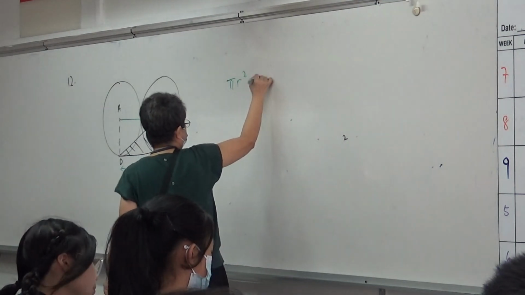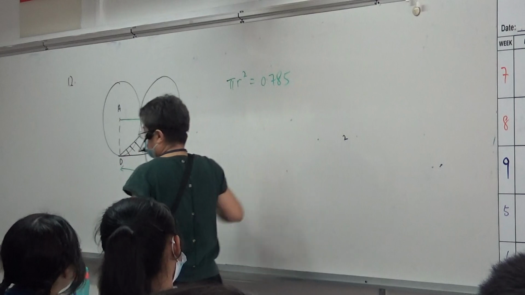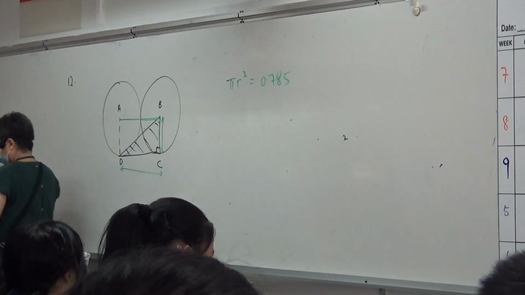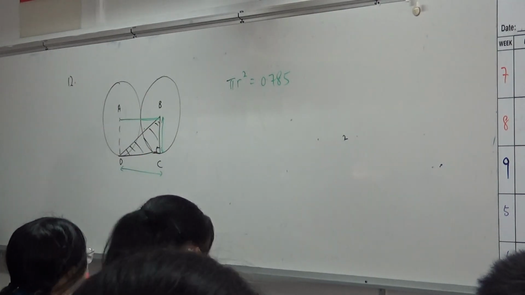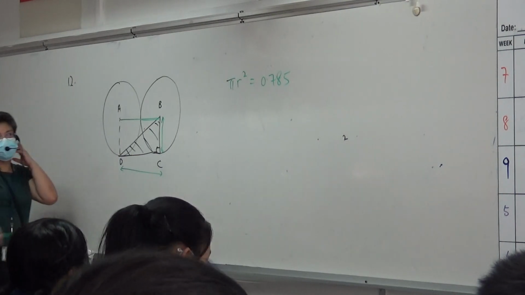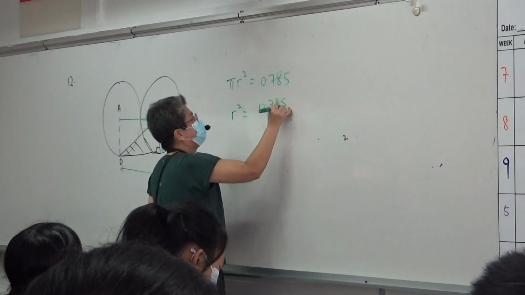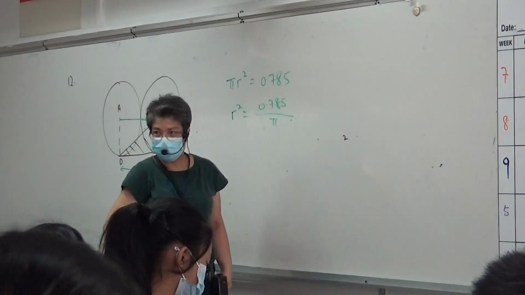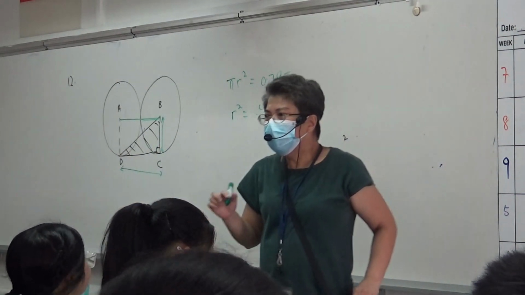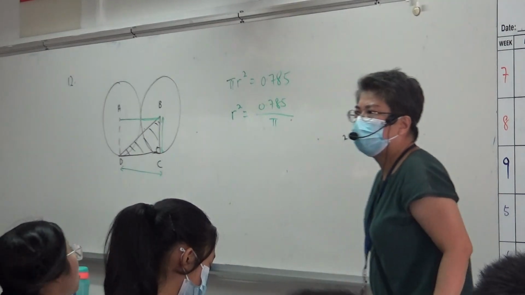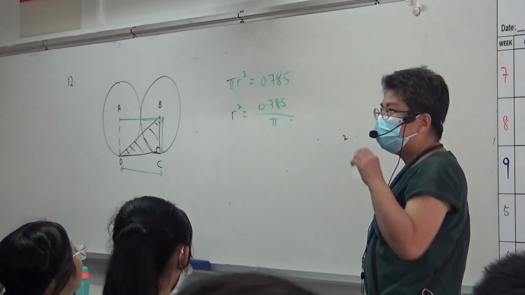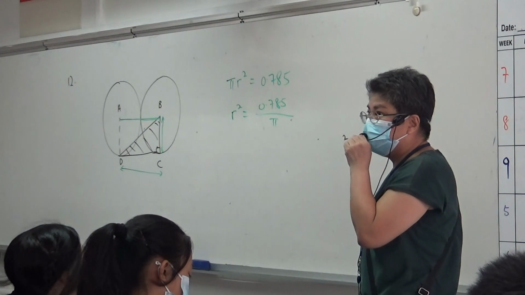Pi r squared will be 0.785. Agree, class? Okay. R squared will be 0.785 divided by pi. May I know from R squared how to get R? Square root, not divided by 2.